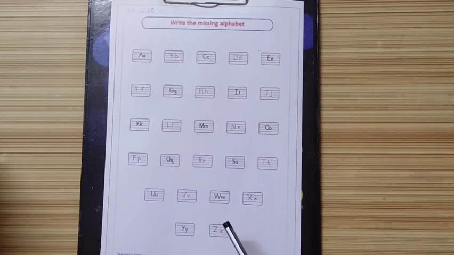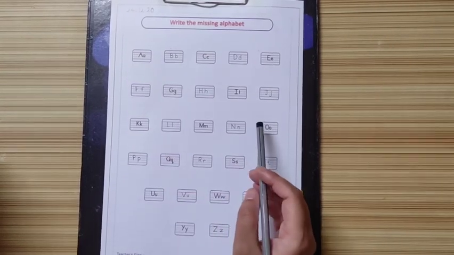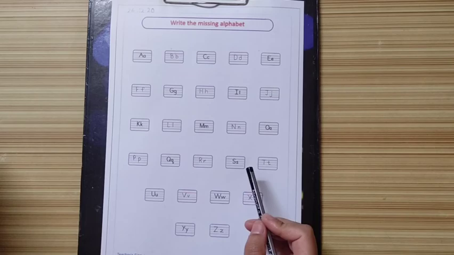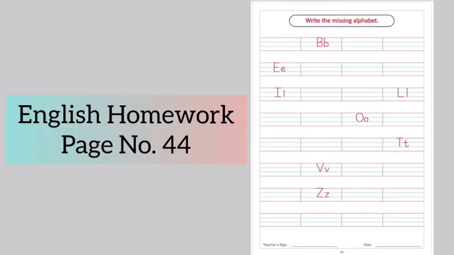Kids, in this way, you have to complete missing alphabet in your workbook. Kids, you have to write missing alphabet in your homework, page number 44.